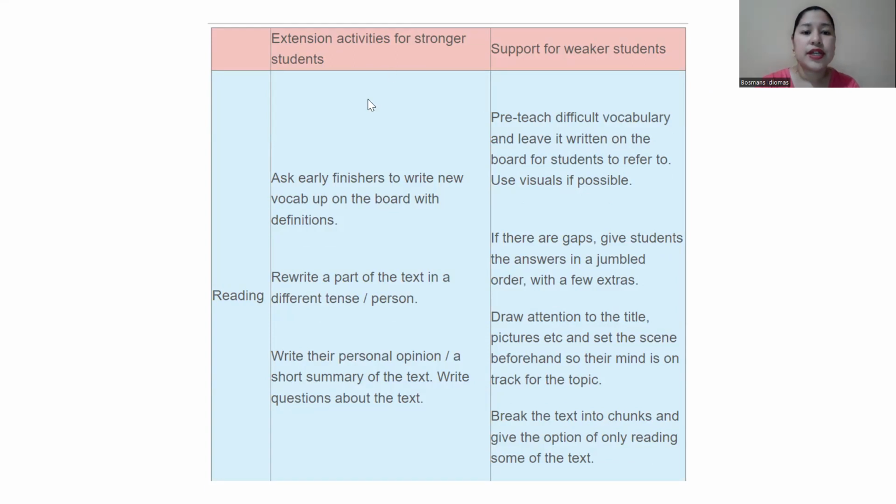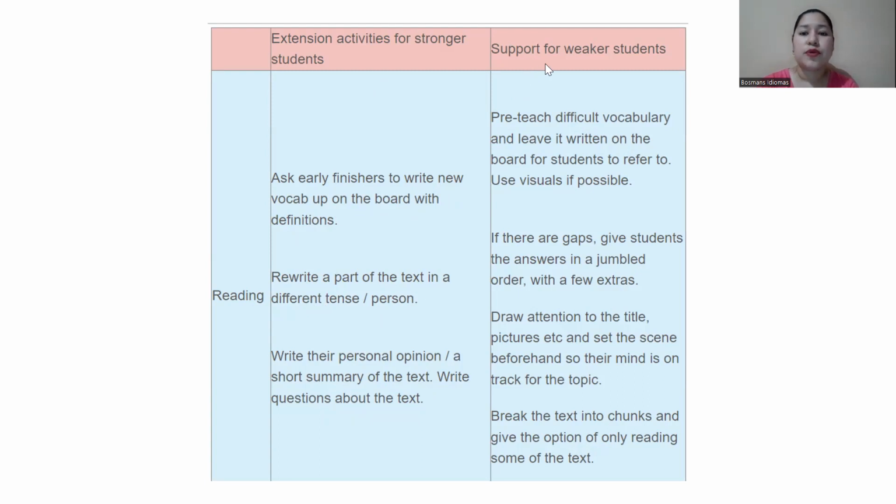For the stronger students, we ask early finishers to write new vocabulary up on the board with definitions. Rewrite a part of the text in a different tense or person. Write their personal opinion or a short summary of the text. Write questions about the text.